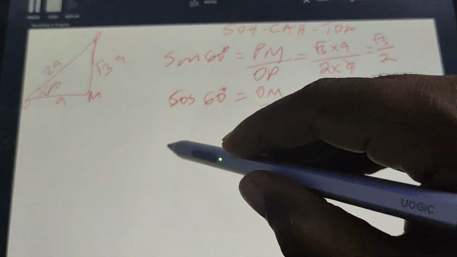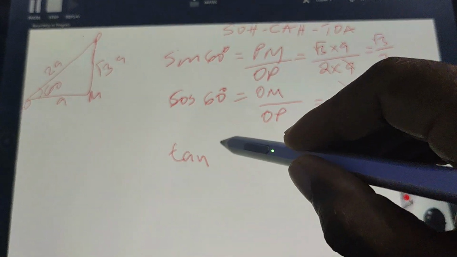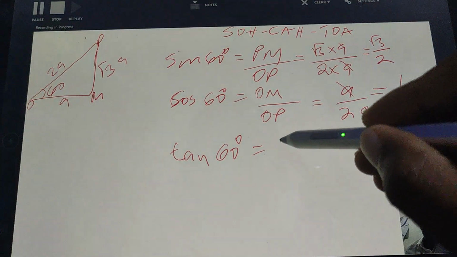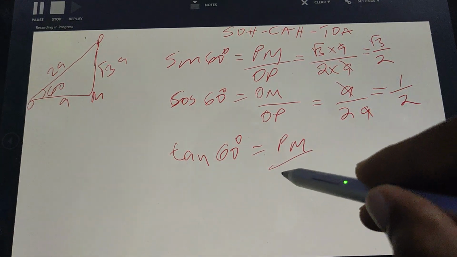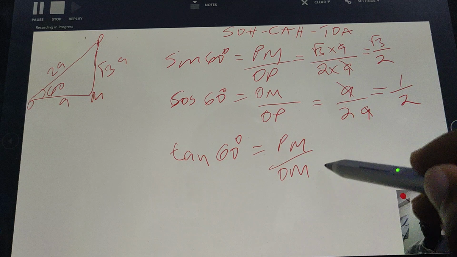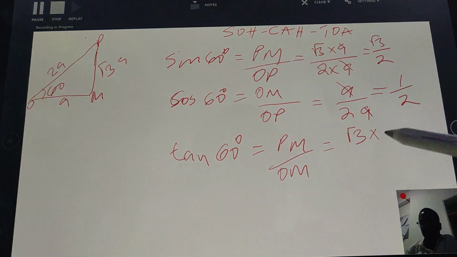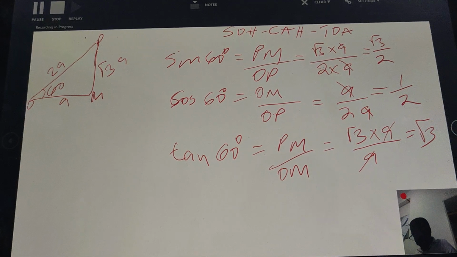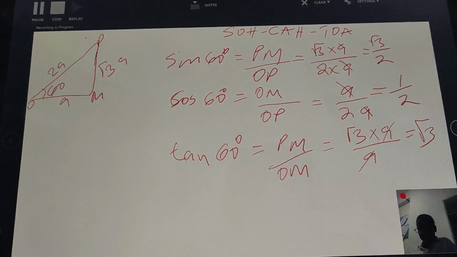Let's look at tan 60 degrees. Tan is TOA, opposite over adjacent. PM, that's our opposite, over adjacent OM, which is equal to root 3 times A over A, and A and A will go, we remain with root 3. Which means our trigonometric ratios for 60 degrees: for sine we have root 3 over 2, for cos we have a half, for tan we have root 3. Basically that's that.